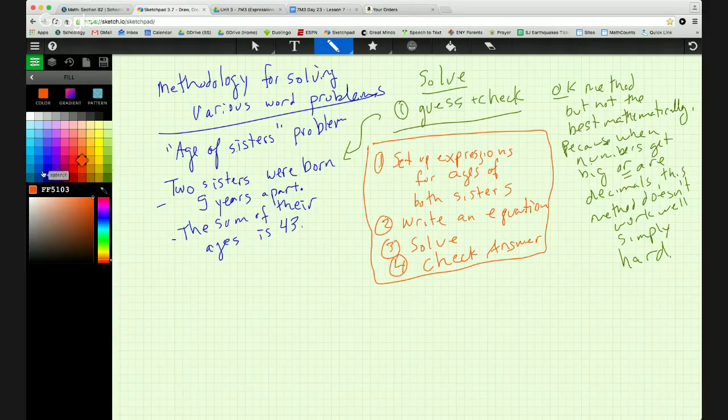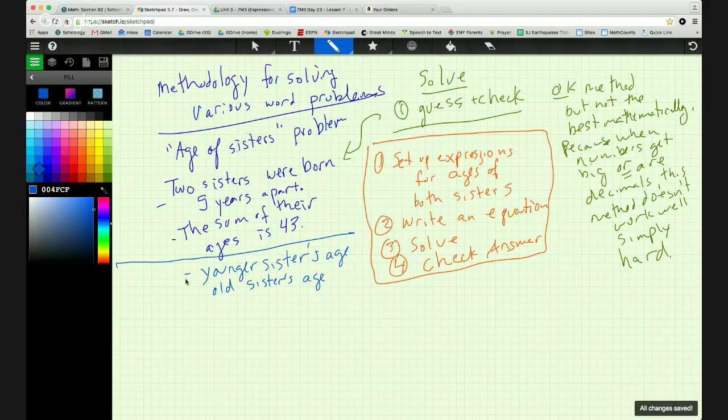Okay, let's get into solving mode. Let's go back to a kind of a bluish color here. And so if 2 sisters are born 5 years apart, you need to ask yourself, do I know how old either one of them are? And the answer is no, I don't. So let's call one girl the younger sister, and we're going to call the other one the older sister. We're not talking about their names, we're talking about their age. So I don't know how old either one of them are.